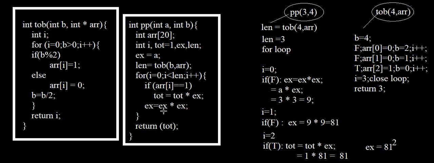So TOT equals 81. And now EX is having the value of EX into EX. So EX is having the value 81, so 81 into 81, 81 square. But don't worry about it, because we need to return TOT. TOT is having the value of 81. So 81 is the answer.